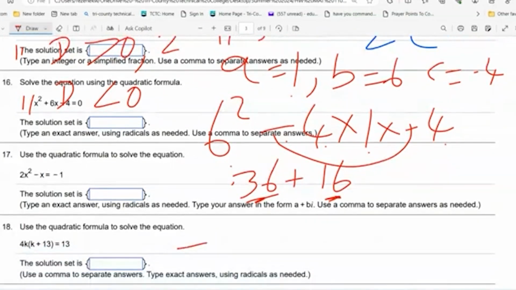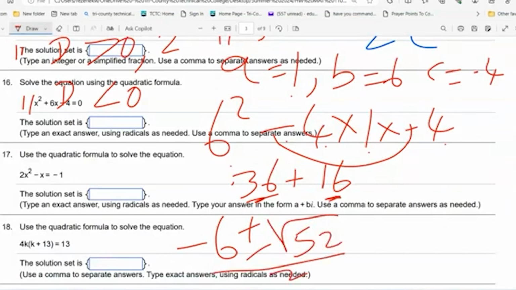So right now, I can rewrite my answer: minus b, minus 6, plus or minus square root of 52, all over 2 times 1. All right. So now you can simplify your answer. It's not imaginary. You find the answers. You can simplify it in a way that it is easier to solve. Let me see. I have 52. If I divide by 2 there, I have 26, so 4 times 13.